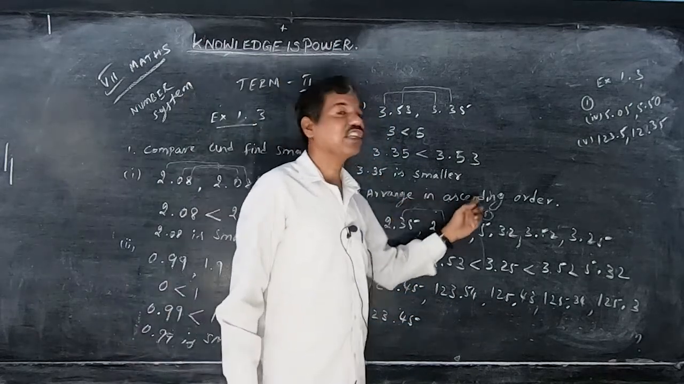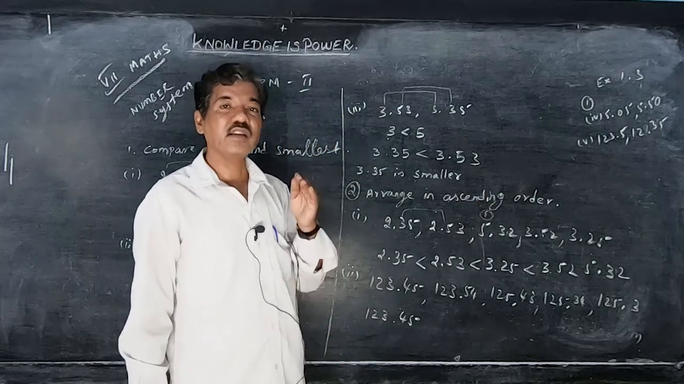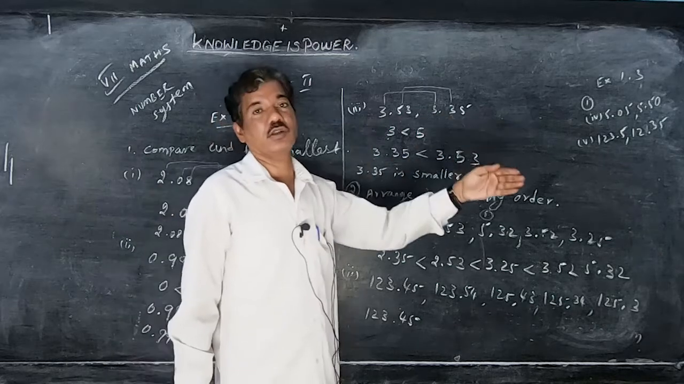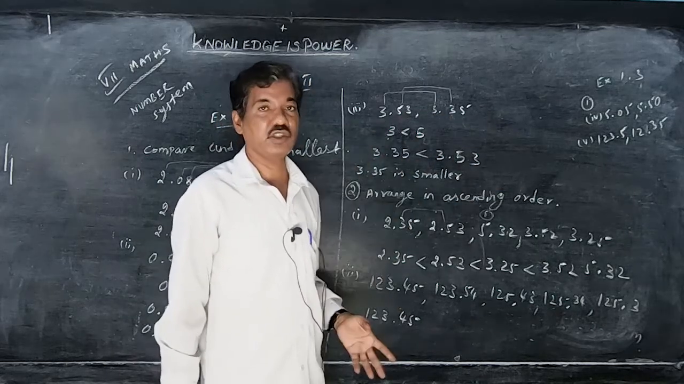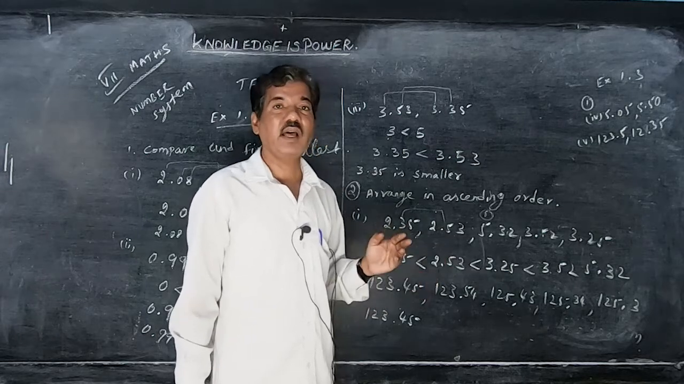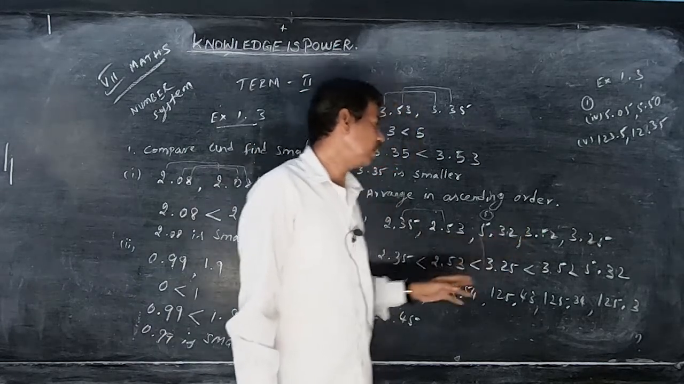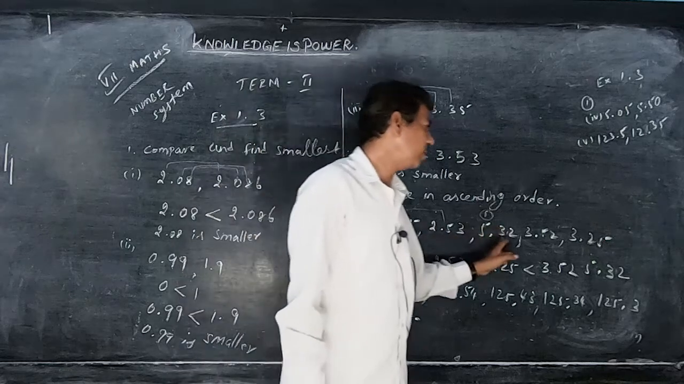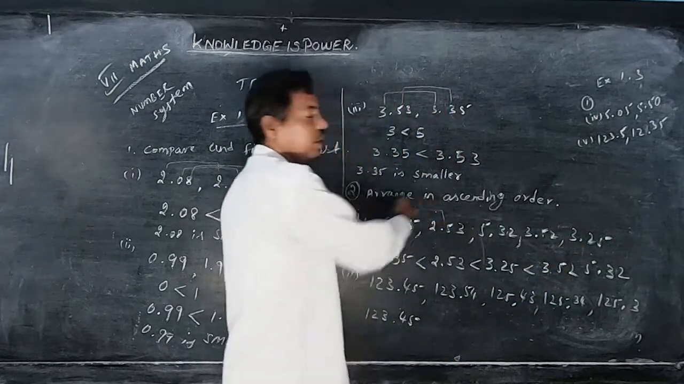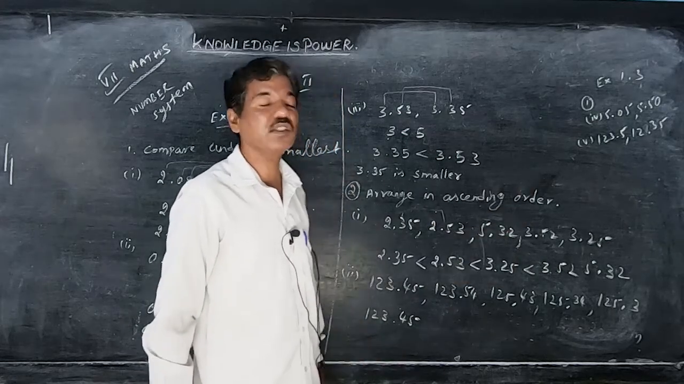Arrange in ascending order. Ascending order means lowest to biggest. From the smaller number to the bigger number we write. Understood? So that is the arrangement. Here 5 terms are given. 1, 2, 3, 4, 5. You have to find out the smallest out of these 5.